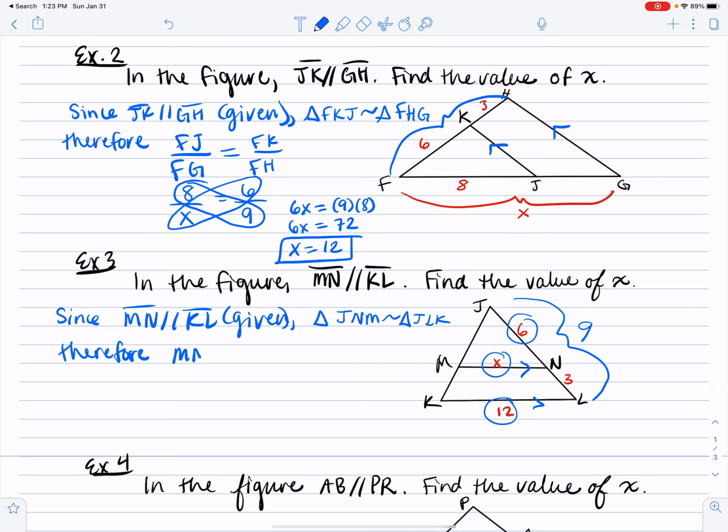Okay, so I'm going to set up that proportion. You have to use it without the numbers first. Put the segments in there. MN over its corresponding side KL is proportional to JN over its corresponding side JL. Okay, and then you just plug in what you know. x over 12 equals 6 over 9. And now we can cross multiply. So that's 9x equals 6 times 12. 9x equals 72.